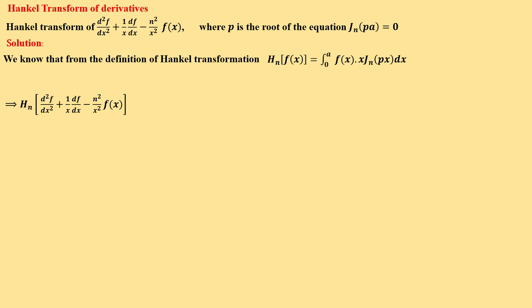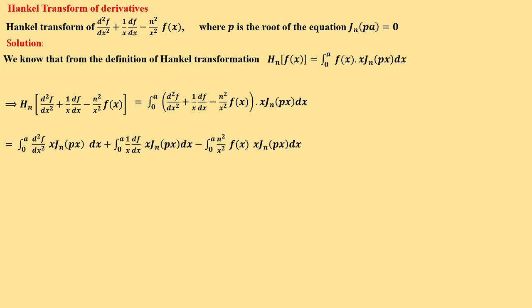Therefore, Hn of d²f/dx² + (1/x) df/dx − (n²/x²) f(x) is equal to the integral from 0 to a of [d²f/dx² + (1/x) df/dx − (n²/x²) f(x)] Jn(px) dx. We are just replacing f(x) in the definition by d²f/dx² + (1/x) df/dx − (n²/x²) f(x), right? That is equal to the integral from 0 to a. We are splitting into three integrals.